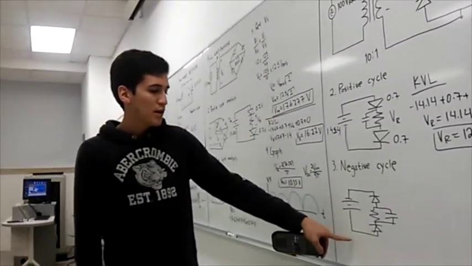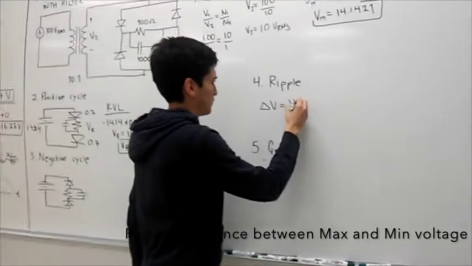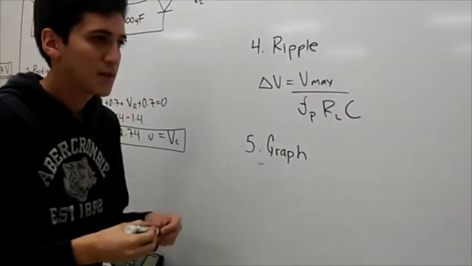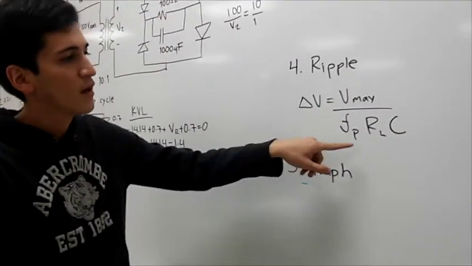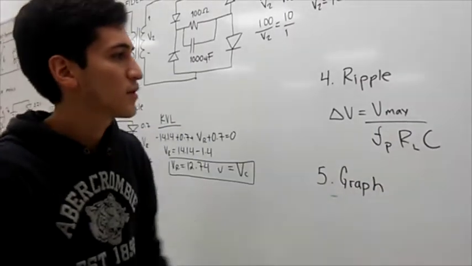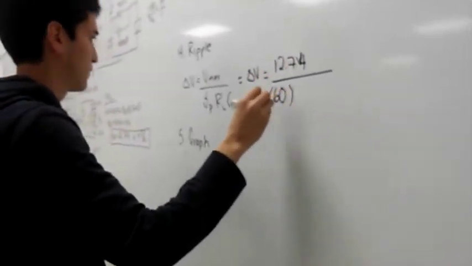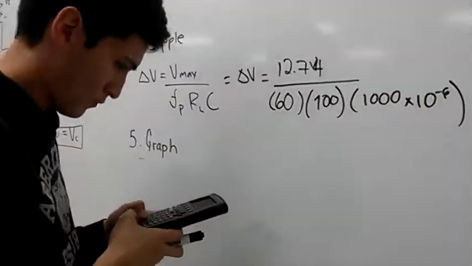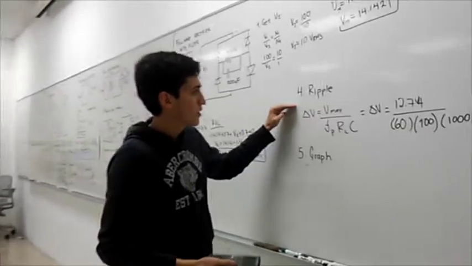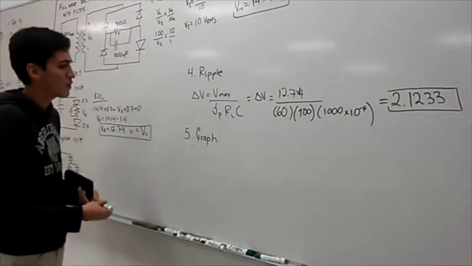But what we need here is the ripple. We can get the ripple with the following formula. This has the peak value of the voltage, the frequency of the alternate current, the resistor load, and the capacitor. So we can get this data from our circuit. This value means that the difference between our peak voltage and our lowest voltage is going to be about 2.12 volts.